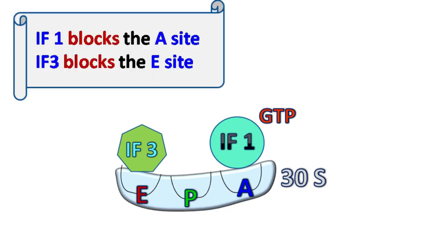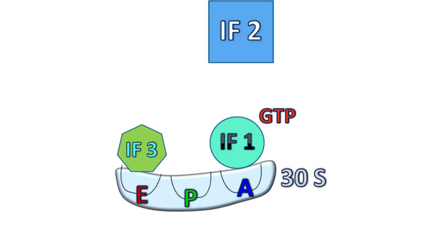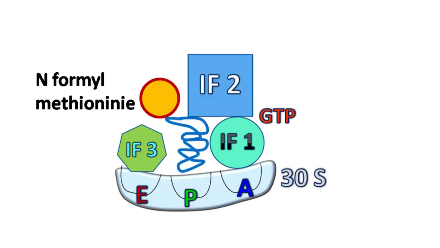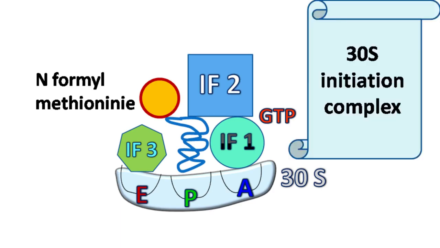Binding of IF1 and IF3 to the 30S subunit blocks the A site and the E site of the 30S ribosome. Next, initiation factor IF2 along with charged formylmethionine tRNA binds to the P site. The structure so formed is known as the 30S initiation complex.